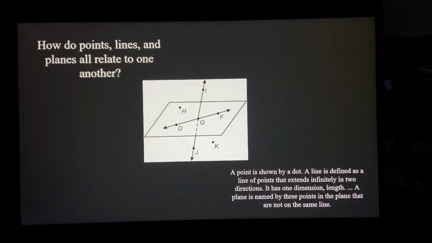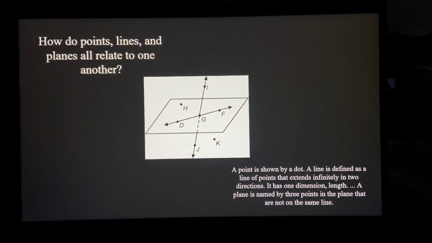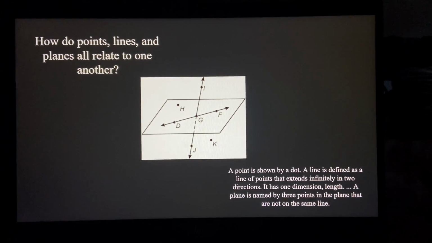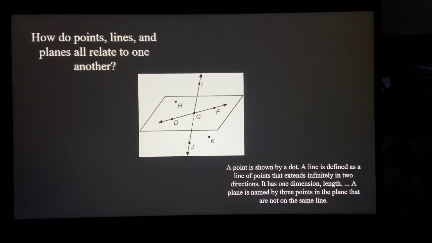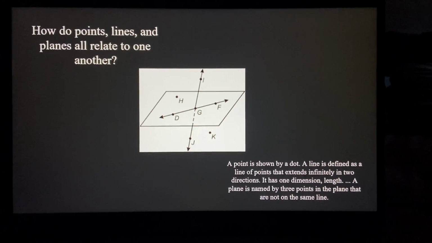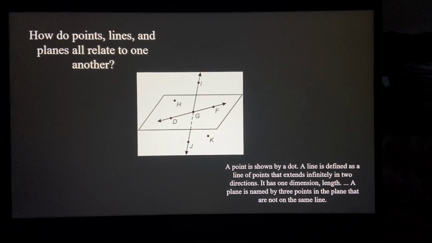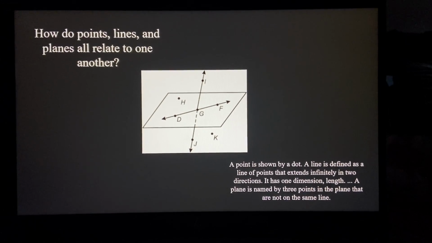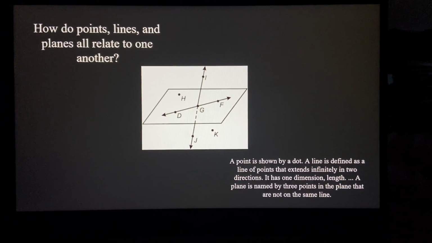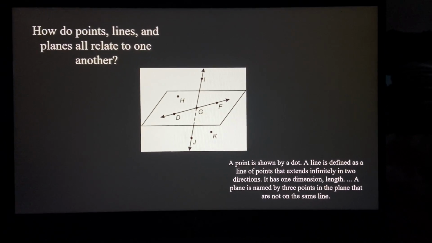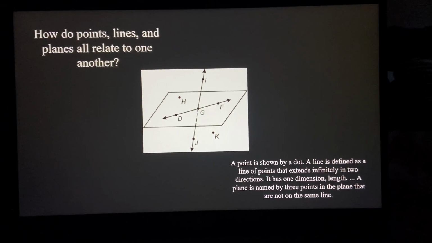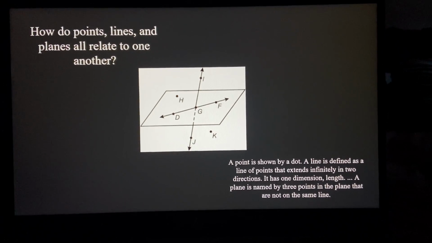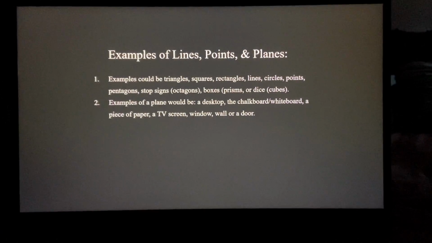How do points, lines, and planes all relate to one another? Well, a point is shown by a dot. A line is defined as a line of points that extends indefinitely in two directions. It has one dimension, length, and a plane is named by 3 points in the plane that are not on the same line. So for example, in this diagram, 3 letters that would be part of the plane because they are not connected on the same line would be H, J, and F, because they are all on separate lines.